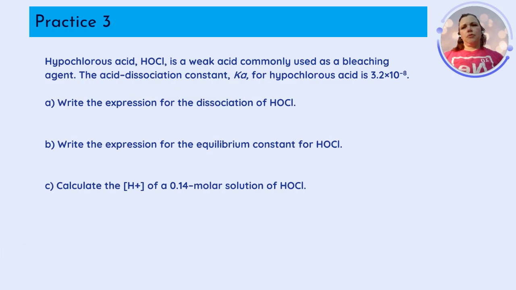So I have a practice here for you. Practice 3. Hypochlorous acid, HOCl, is a weak acid commonly used as a bleaching agent. The acid dissociation constant Ka for hypochlorous acid is 3.2 times 10 to the negative 8. Part A, write the expression for the dissociation of HOCl. Part B, write the expression for the equilibrium constant for HOCl. Part C, calculate the concentration of H plus of a 0.14 molar solution of HOCl. If you want to try this on your own first, please pause the video now and go through the answer.